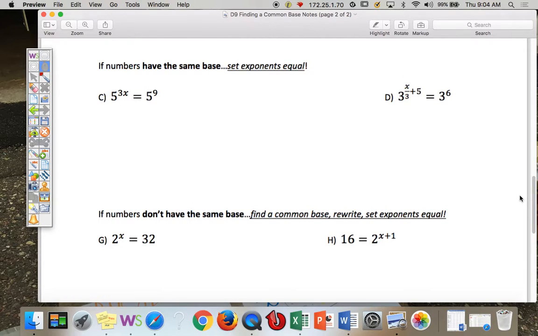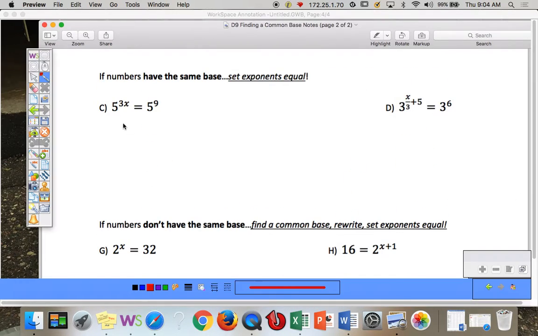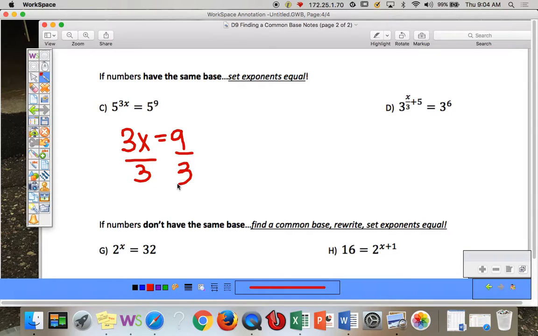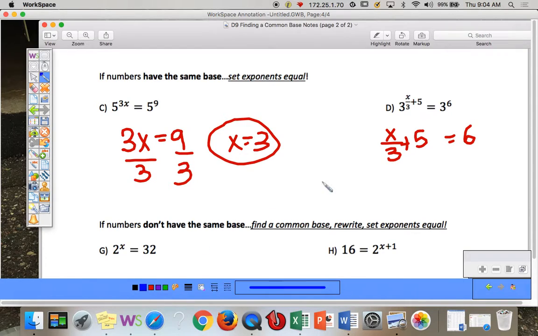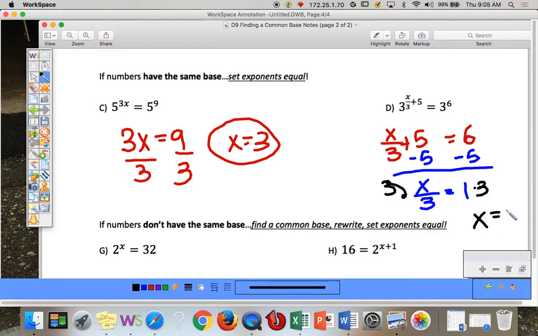So again, to review, if numbers have the same base, set the exponents equal. We get 3x equals 9 here. Divide by 3. x equals 3. This is a fraction. They both have base 3, so the x over 3 plus 5 is an exponent. So here's x over 3 plus 5 equals 6. Let's solve. Let's subtract 5 from each side. We have x divided by 3 equals 1. How do we get rid of a divided by 3? We're going to multiply by 3. So again, here x is 3.